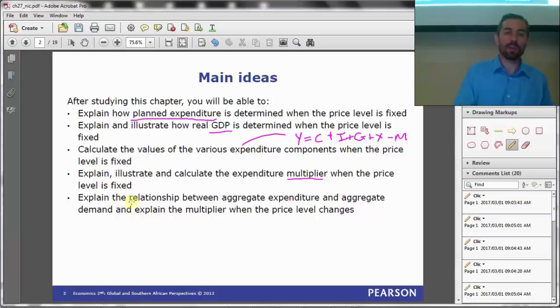And ultimately, this all hinges on the relationship between aggregate expenditure and output and aggregate demand. So there's a relationship between aggregate expenditure and aggregate demand. That relationship exists because aggregate expenditure and output have a relationship as well.